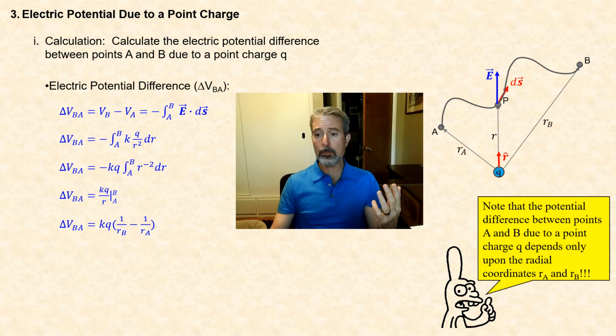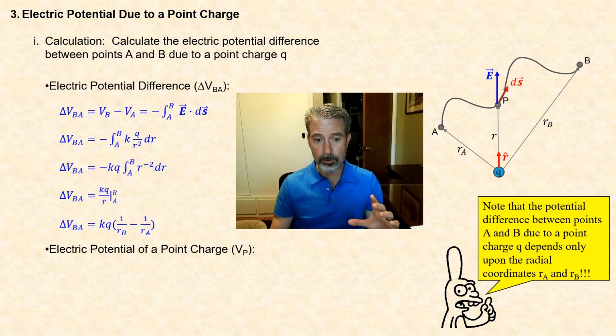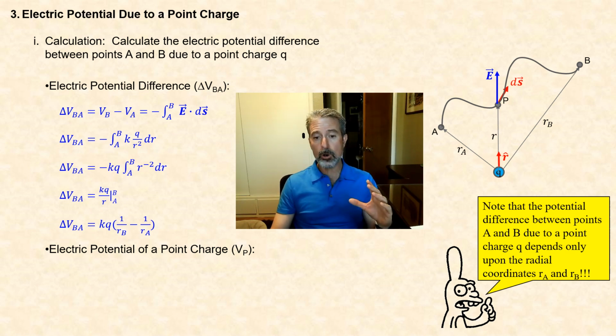And remember what we talked about previously, that by arbitrarily defining the zero point of electric potential to be infinitely far away from the point charge, we can now define the electric potential at a single point in space. So that's what we call V sub P. And we said that the electric potential of that single point in space is what we get by evaluating the electric potential difference when we start our problem infinitely far away, at a position r equals infinity.